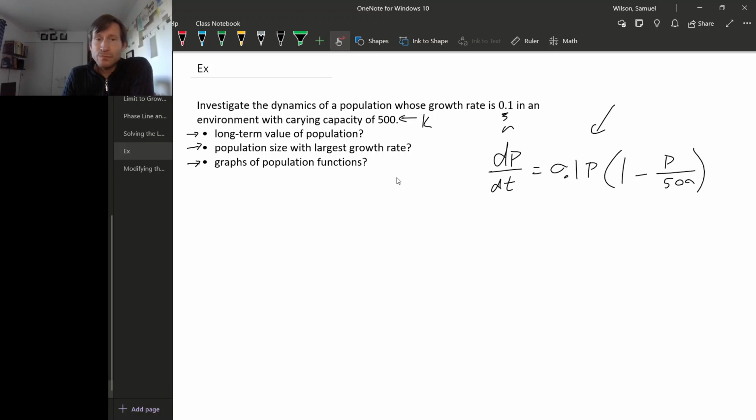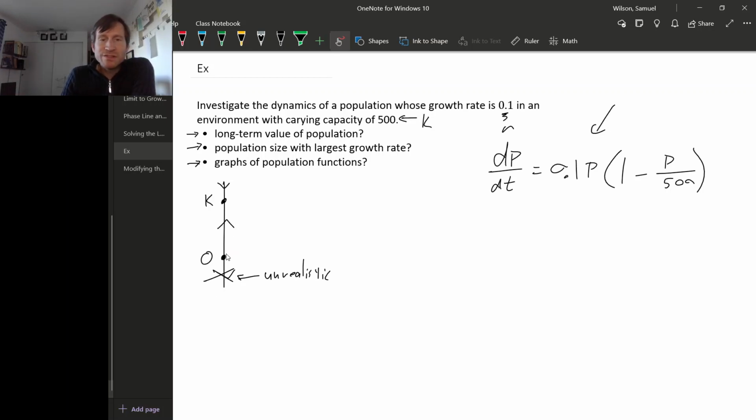So for the long-term value of the population, we don't need to solve the differential equation because we know the phase line for this equation. The phase line for this equation looks like this. We already worked this out. This lower equilibrium is at 0. This upper equilibrium is at K. And negative values of population are unrealistic, so we won't even consider what happens down there.